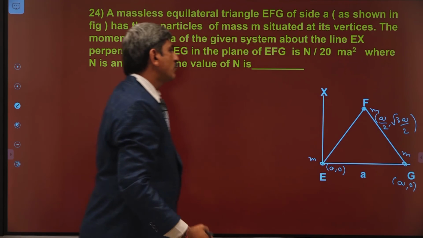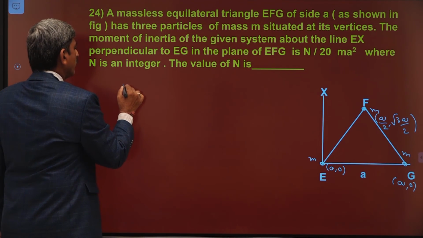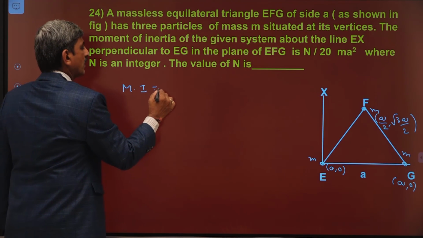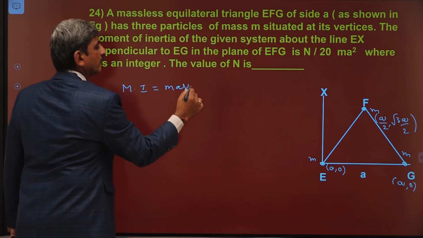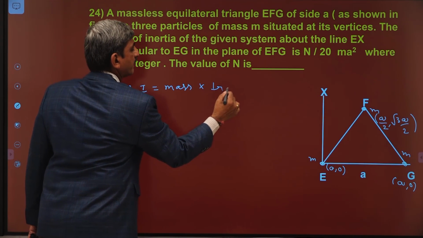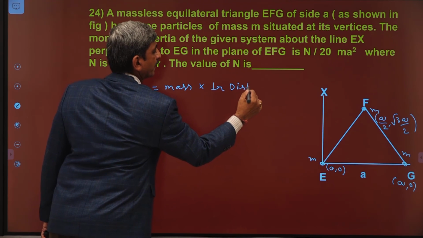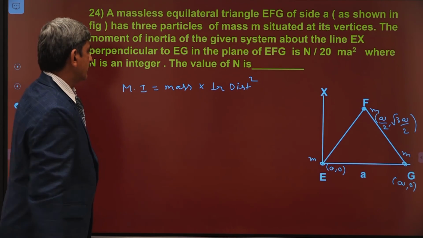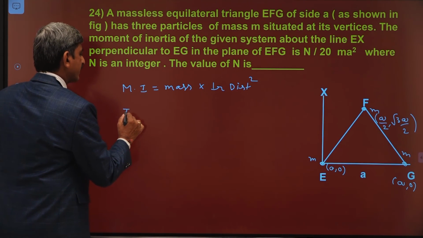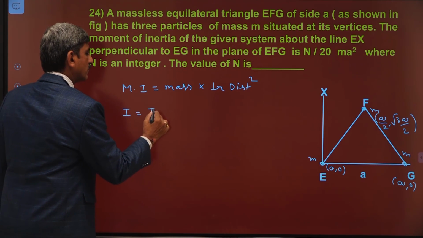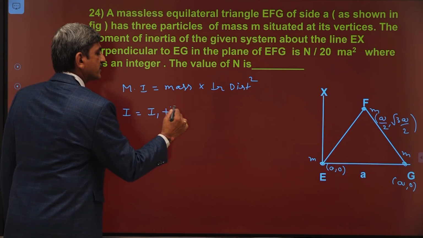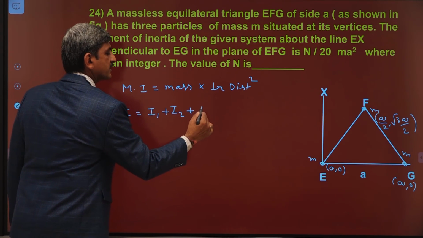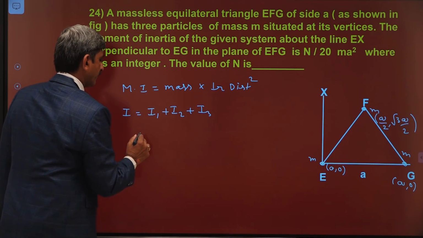Now by the definition, the moment of inertia is equal to mass into square of the perpendicular distance from the axis. Now the total moment of inertia of the system is given by I is equal to the sum of the moments of inertia of the individual particles, that is I1 plus I2 plus I3.